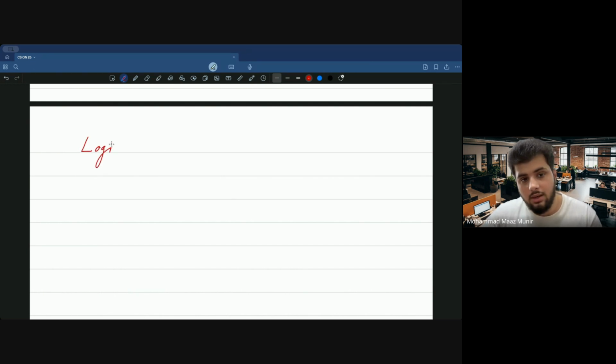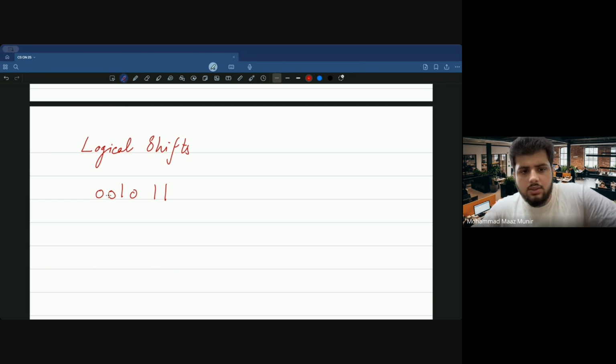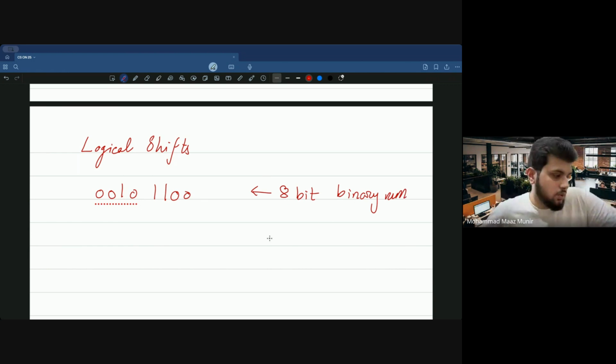Logical shifts. So, what do we mean by logical shifts? Basically, logical shifts is a concept where, let's say we have a binary number 1 0 1 1. Perhaps let's add zeros up here: 0 0 1 0 1 1 0 0, with positions 1 2 3 4 5 6 7. So we have an 8-bit binary number.